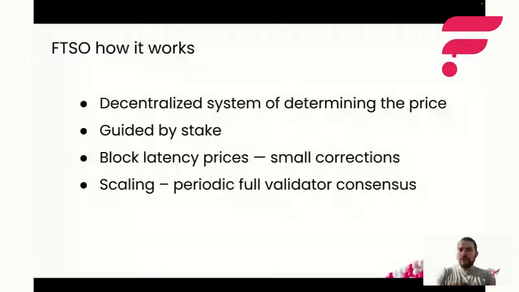So the prices can be updated every block, which is between 1 and 2 seconds. And at that time we randomly select a few data providers, again guided by the stake and guided by the private and public key pair, so they can submit small corrections to the prices. And in that way, we have a strong, resilient price every 90 seconds and small corrections to prices that are nicely following how price evolves through time. And this is how FTSO works.